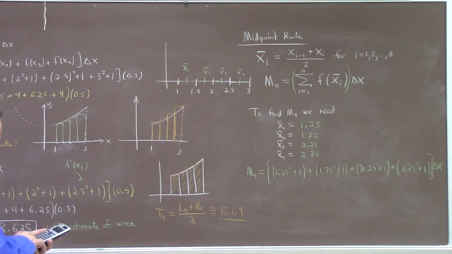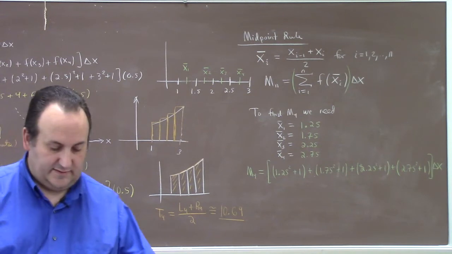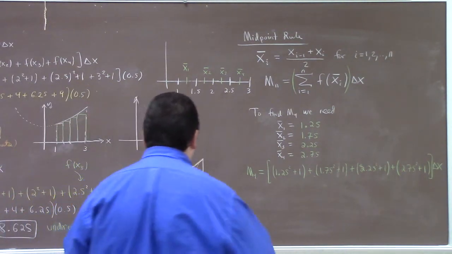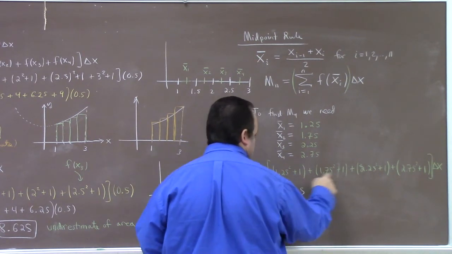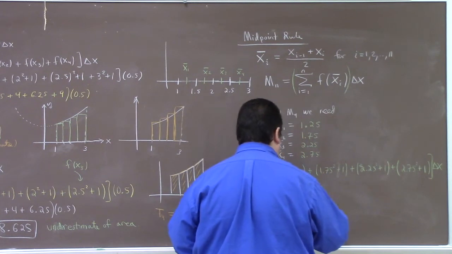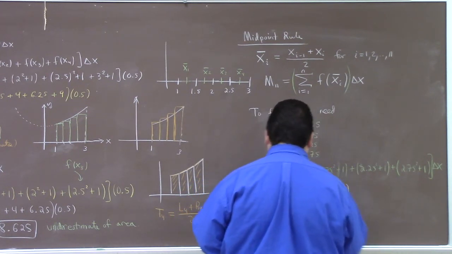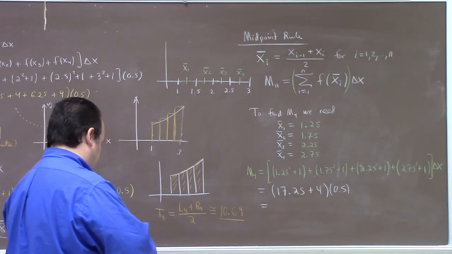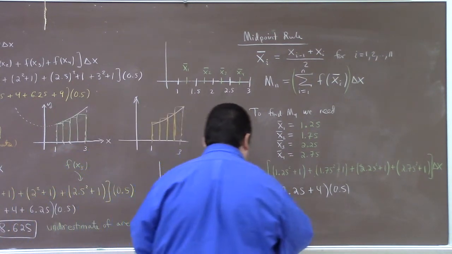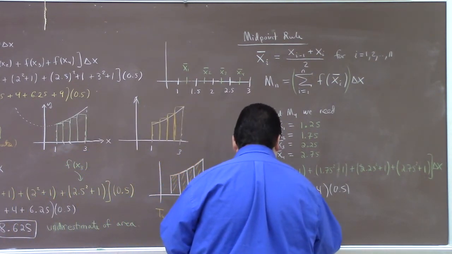All right, so 1.25 squared plus 1.75 squared plus 2.25 squared plus 2.75 squared. The sum of all the ugly numbers there works out to 17.25. And I've still got the 1s, so that gets me plus 4, times 0.5. And so what I get is 10.625.